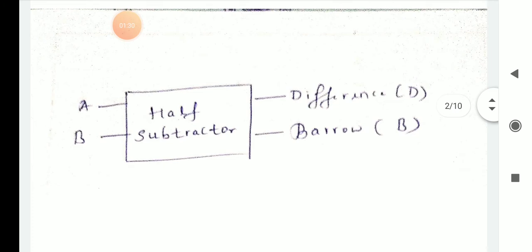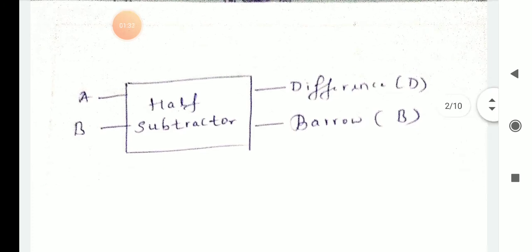This is the block diagram of the half subtractor. It has two inputs and two outputs. The two inputs are A and B, and the two outputs are difference and borrow. Difference is indicated by D and borrow is indicated by B.